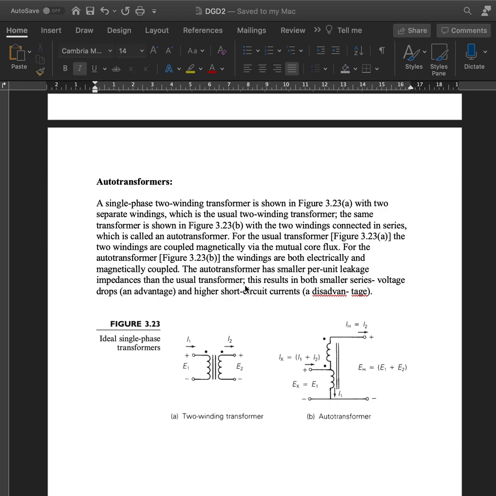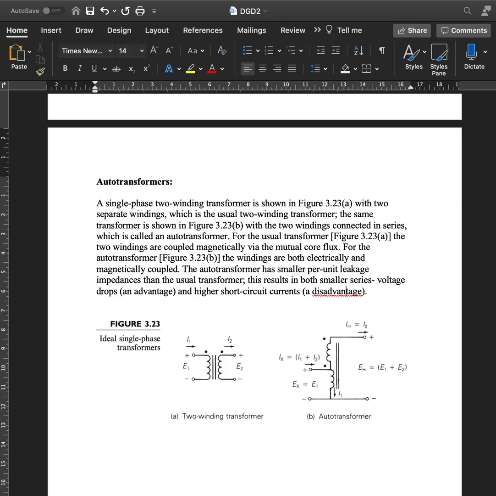Because of that, the autotransformer has smaller per unit leakage impedance than the usual transformers, and hence we have smaller series voltage drops, that is in the shunt impedance and the series impedance, and a higher short circuit current though. But that's a big disadvantage at this point.